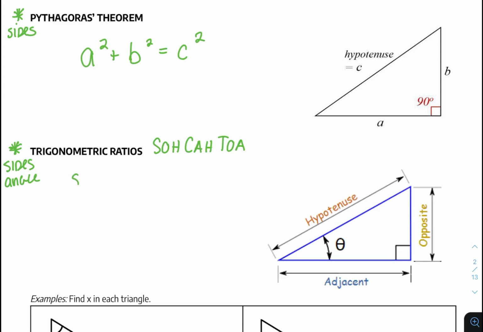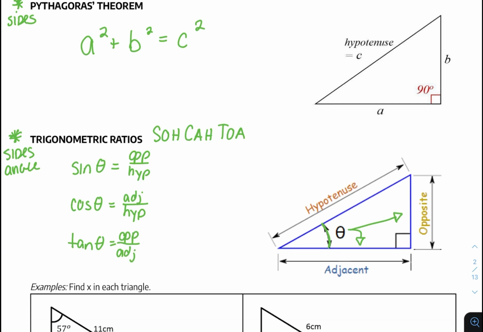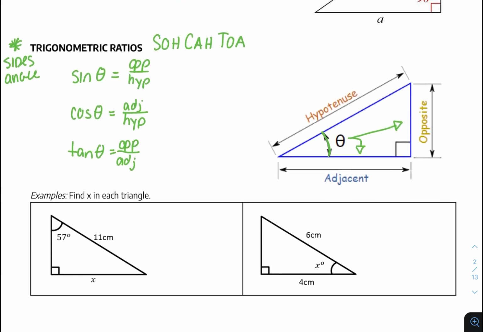But a little reminder that we have sine of an angle is equal to the opposite side over the hypotenuse. And then we have our second ratio is cosine, which is the adjacent side divided by the hypotenuse. And then we have the tangent ratio, which is the opposite over the adjacent. So let's do some examples in order to solve these two triangles at the bottom.